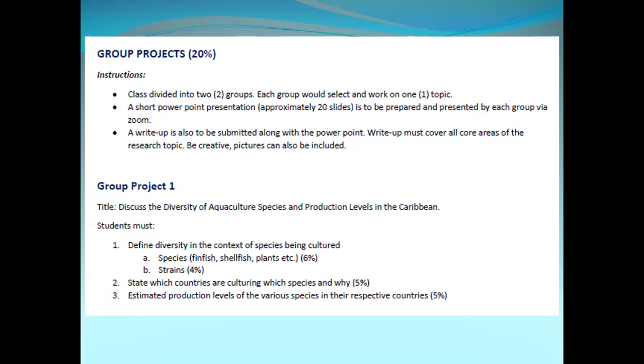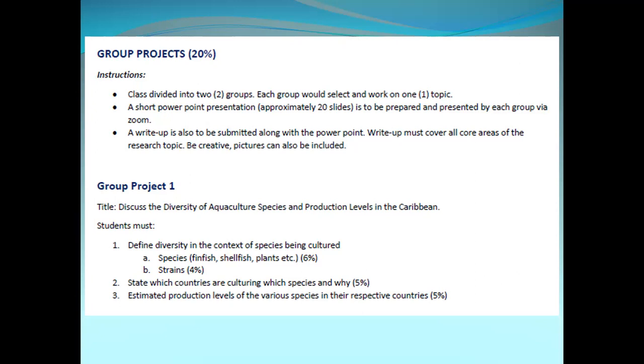In any case, the first group project, Group Project 1. The title for this project is Discuss the Diversity of Aquaculture Species and Production Levels in the Caribbean. Now remember, I told you all that in Trinidad we do primarily tilapia, but other than that, we do conch, we do crayfish, we do some cascadura as well, which are the primary species. However, we have different aquaculture species used throughout the Caribbean. Some places do turtles and different things like that.